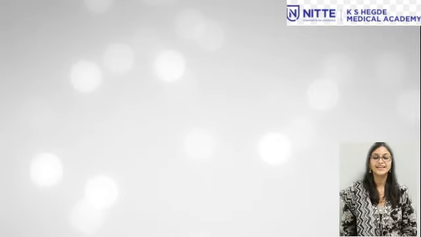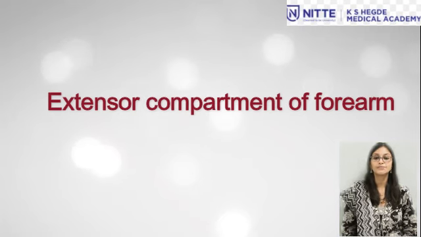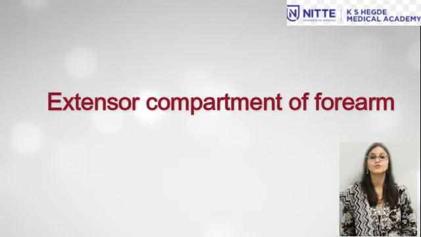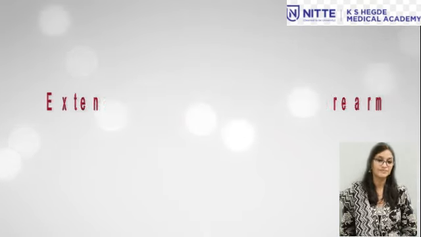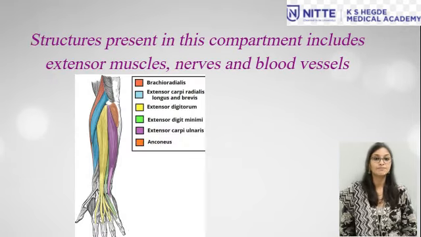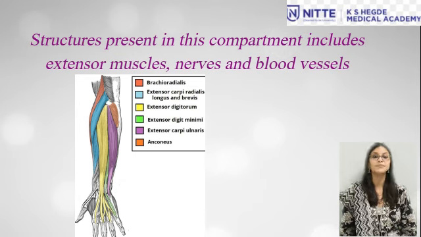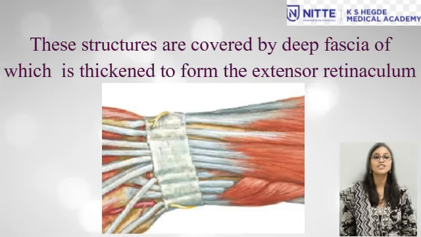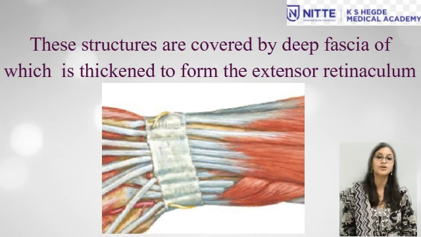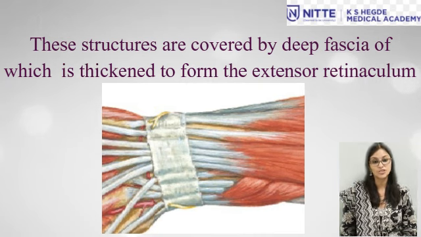Hello everyone. In this lecture video, I am going to talk about the posterior compartment of the forearm, otherwise also called the extensor compartment. The extensor compartment comprises the extensor muscles and blood vessels. The deep fascia of this compartment is thickened at the back of the wrist to form a band called the extensor retinaculum, the function of which is to retain the tendons of the extensor compartment in position.